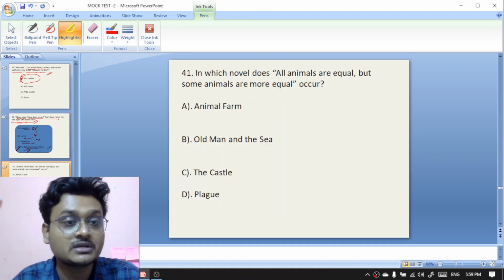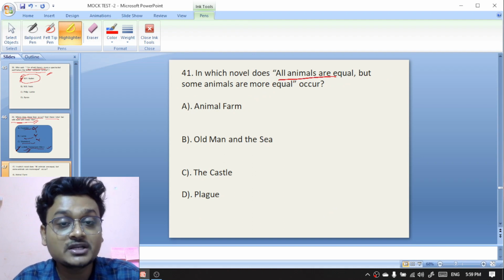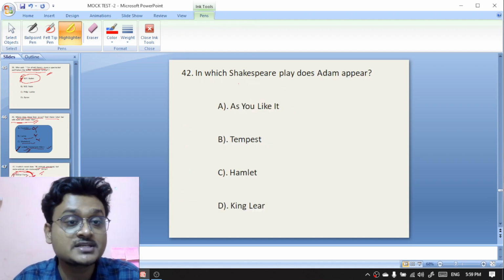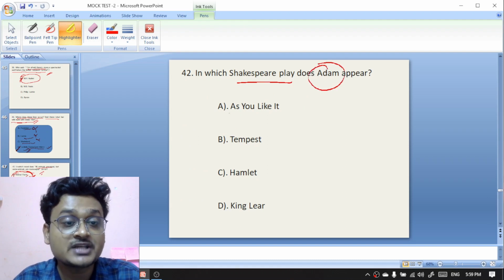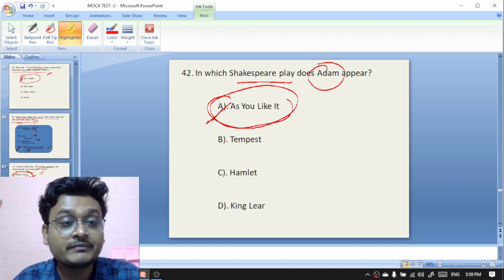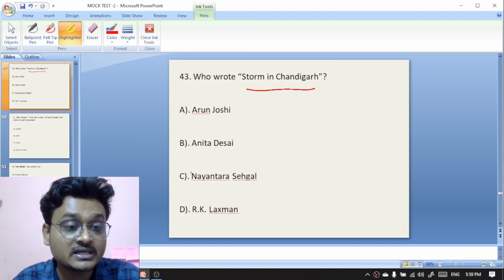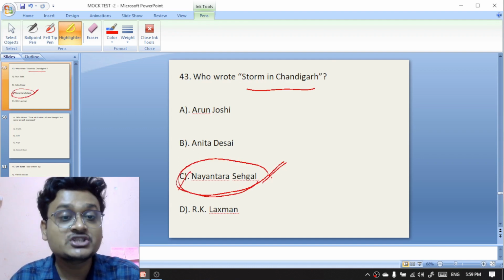Next question. In which novel does "all animals are equal, but some animals are more equal than others" appear? Animal Farm, written by George Orwell. Next question. In which of Shakespeare's plays does Adam appear? As You Like It. Next question. Who wrote Storm in Chandigarh? It is Nayantara Sahgal. She has written Storm in Chandigarh.